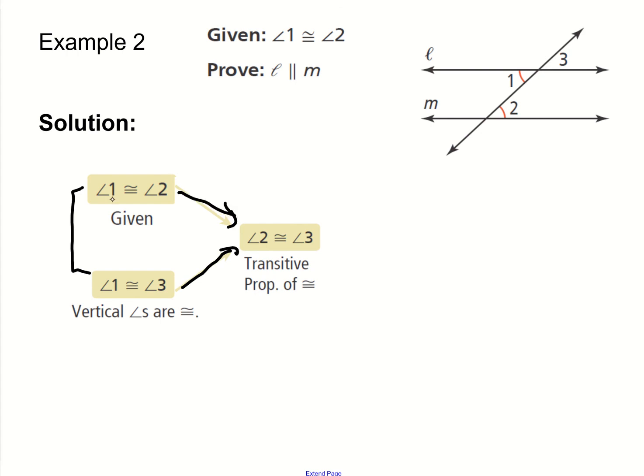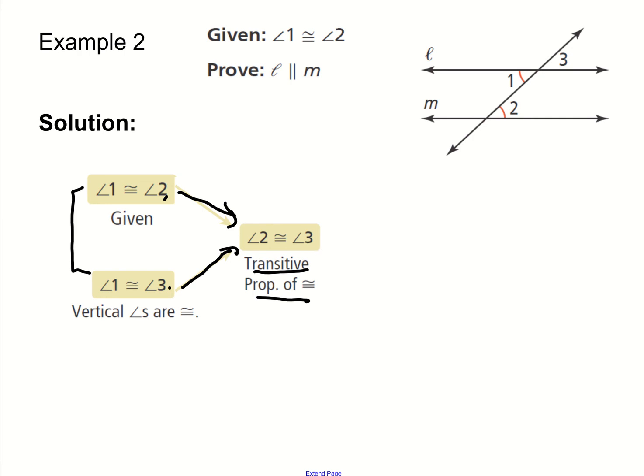So if angle 1 is congruent to angle 2, and angle 1 is also congruent to angle 3, well, then that means that by the transitive property, angle 2 has to be congruent to angle 3.